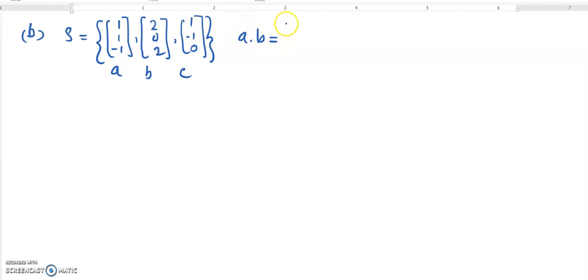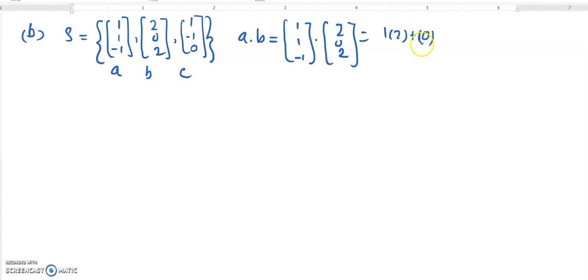So A dot B will be 1 1 minus 1 dot 2 0 2. So it will be 1 into 2 plus 1 into 0 plus minus 1 into 2. So 1 into 2 minus 1 into 2, and then 0. A dot B is 0.